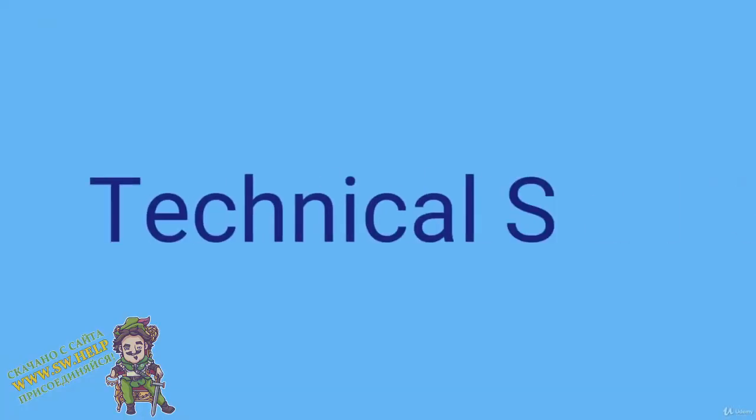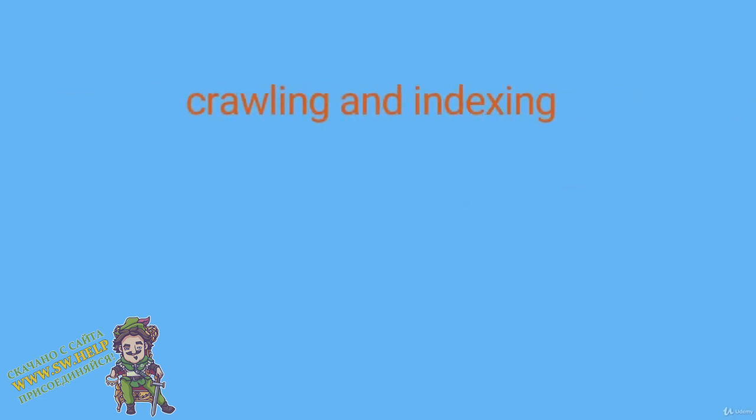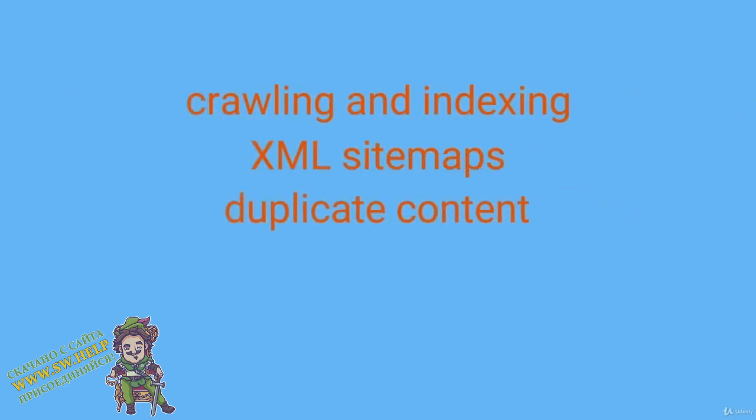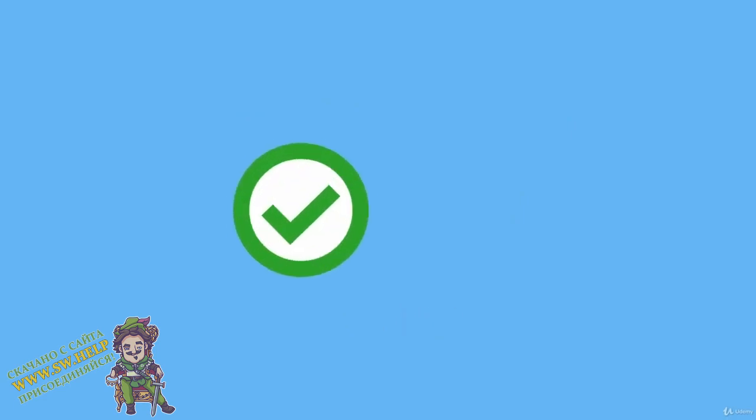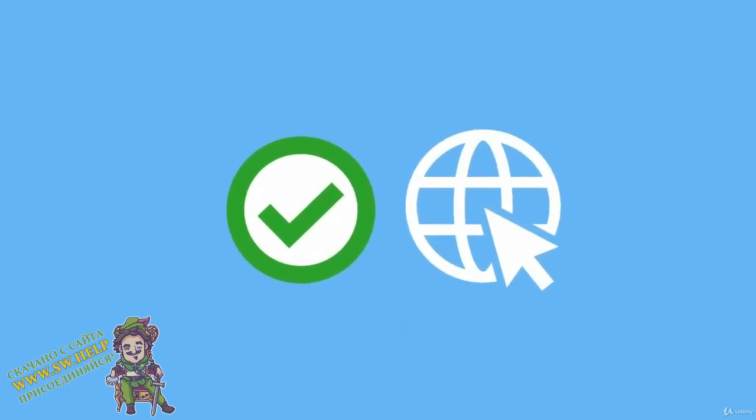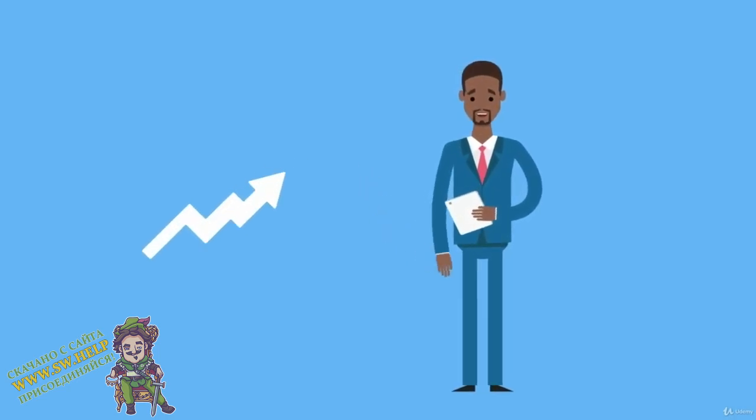We will be talking about technical SEO next. You're going to learn about all the things related to technical SEO like crawling and indexing, XML sitemaps, duplicate content, structured data, Hreflang, and lots more. Technical SEO is one of the most important parts of search engine optimization, and you need to make sure that your website is fully optimized for it to be crawled by Google. You need to make sure that your technical SEO is up to speed, and this guide will help you achieve that.